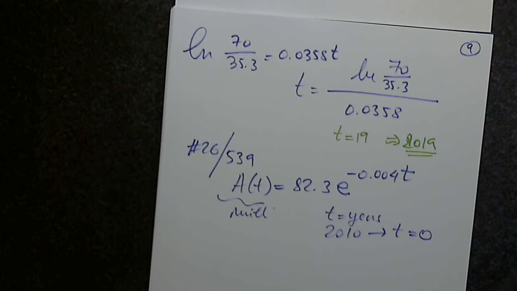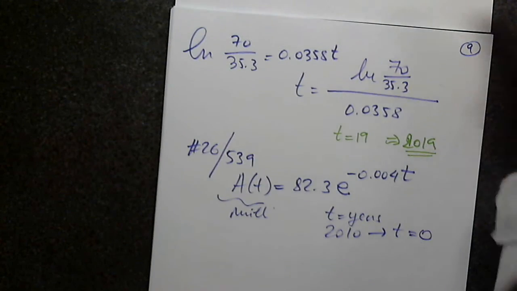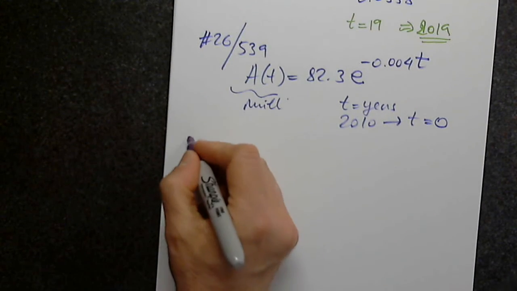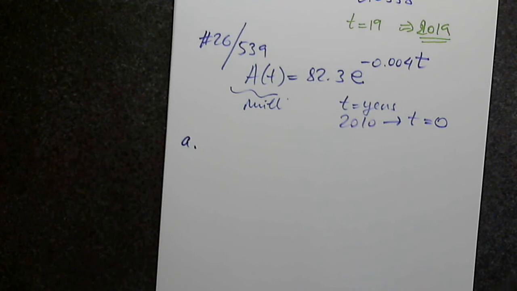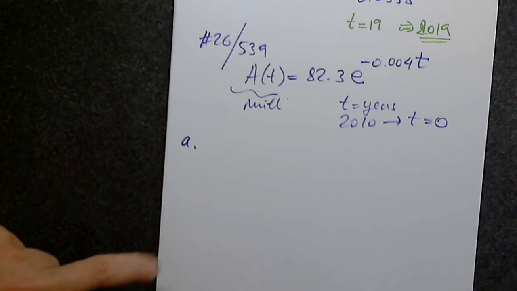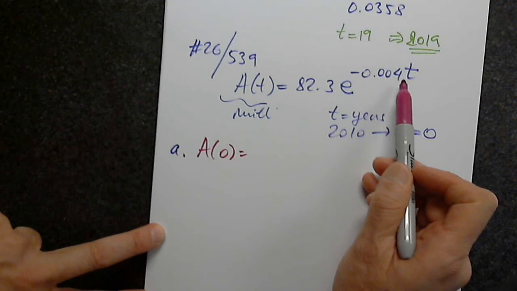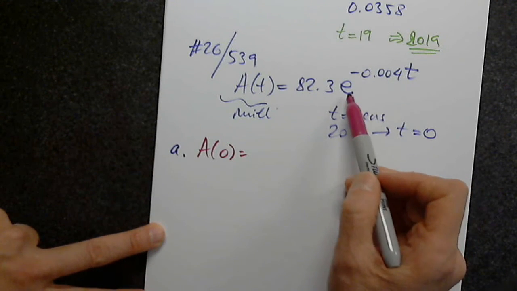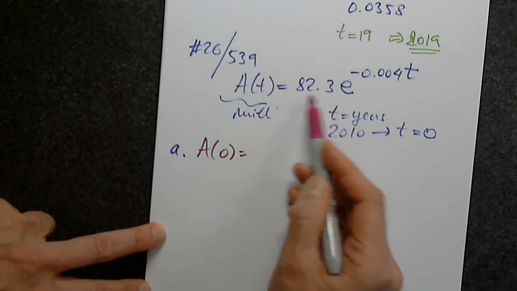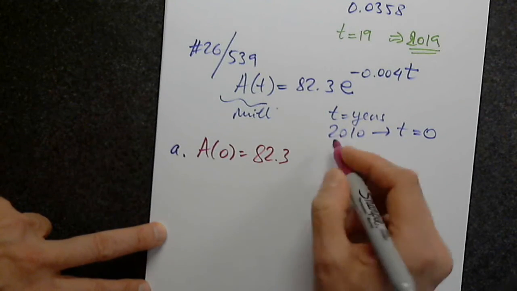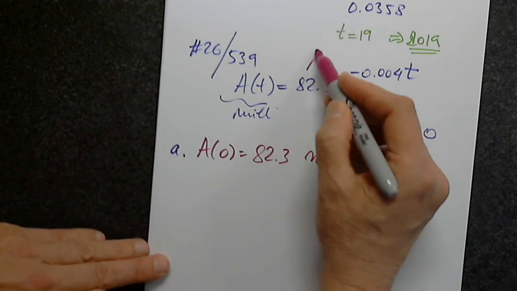Starting with part A: what was the population of Germany in 2010? That's our first question. You don't have to do the math for that. How do I determine that? Exactly, A of 0. So how much is 0 times negative 0.004? How much is e raised to 0? 1. Right. So we knew that this is the population, and then you multiply that times 1.